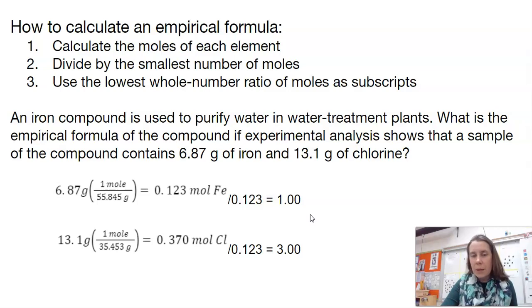All right, and we'll do some examples like that in class as well. So here we have the ratio is 1 to 3, right? So then our formula is just going to be FeCl3. It's just that ratio, right? And again, this is an empirical formula.